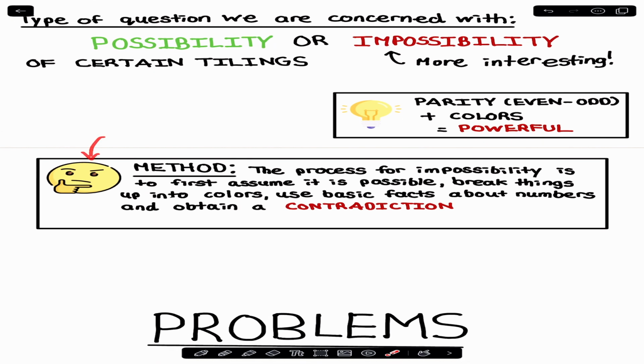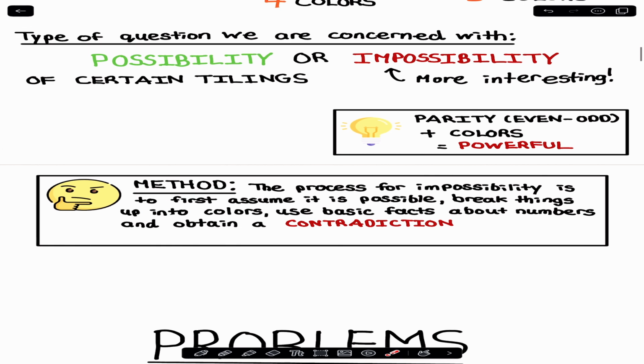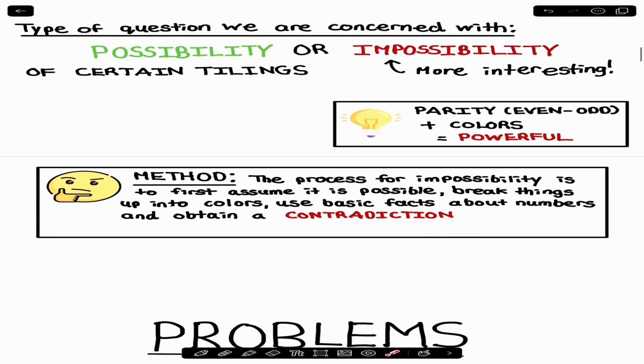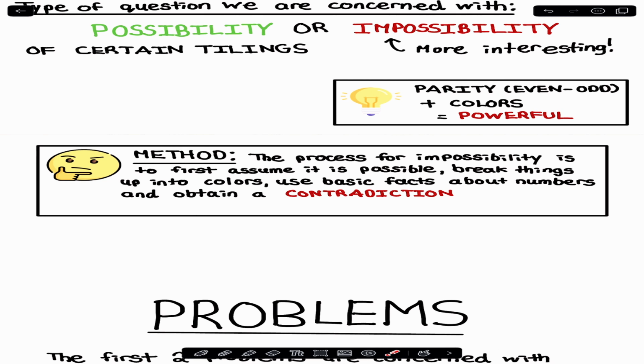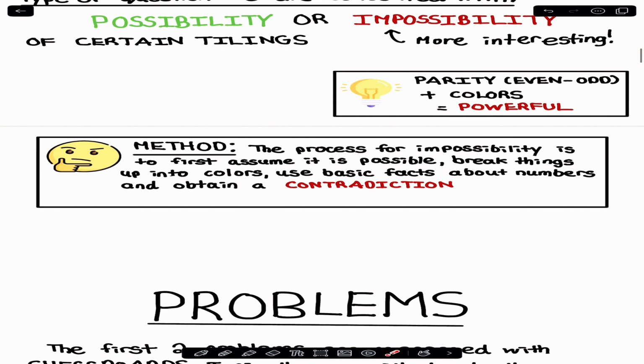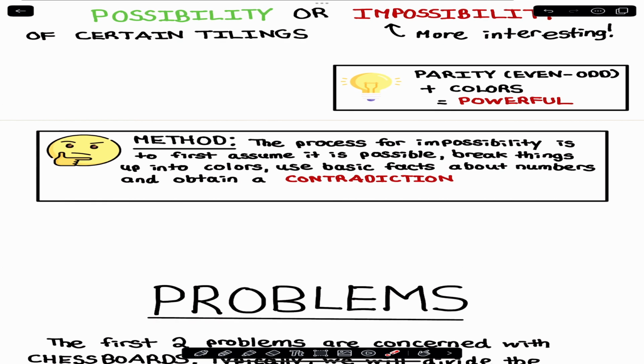And then moving on to the next icon, I got this little thinking face emoji, and basically that just means the method of attack, sort of like the strategy that we're going to be using. So today's method for coloring problems is as follows. So the basic process for showing that something is impossible is to first assume it is possible. That's key. We're going to first assume it is possible, break things up into colors, use basic facts about numbers, that's the parity that I was talking about earlier, and obtain a contradiction.